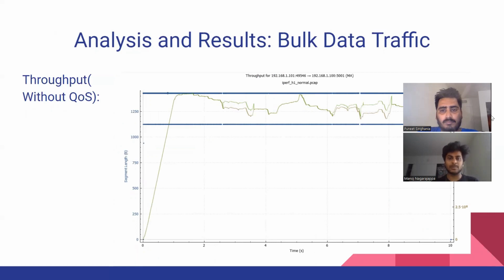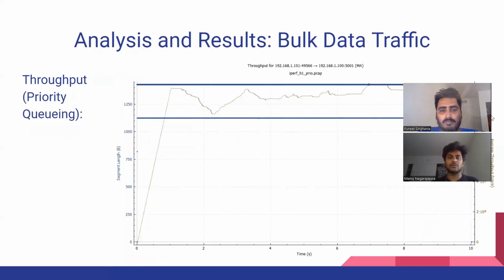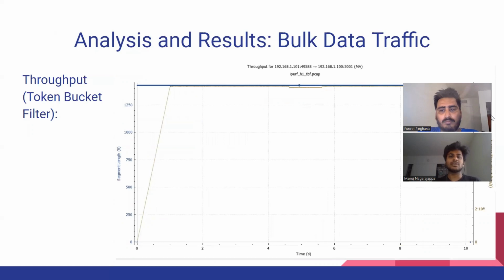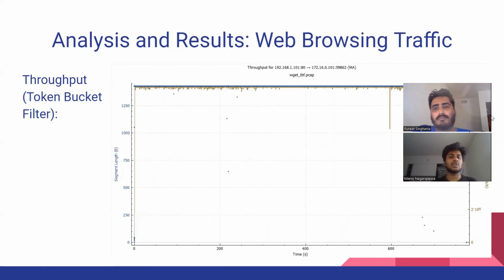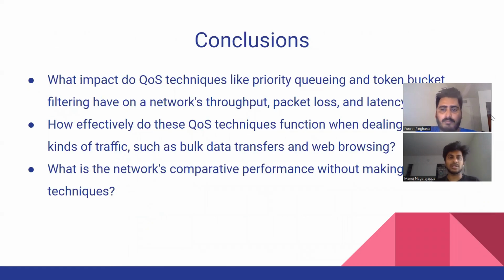The throughput for bulk data traffic is the highest when you are using the token bucket filter, followed closely by the priority queuing, and the lowest is without the quality of service. So that means when we are not using any quality of service, the throughput was the lowest. And for web browsing, the throughput is not significantly affected by any of the quality of service used, but shows a slight increase with priority queuing. And next, the conclusion will be given by Punit Singhania.